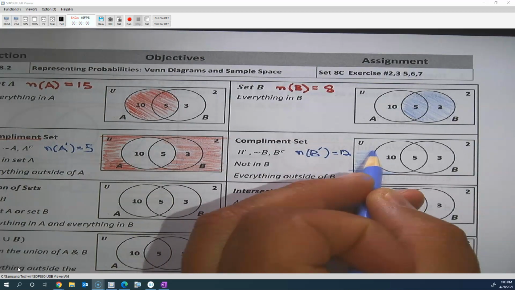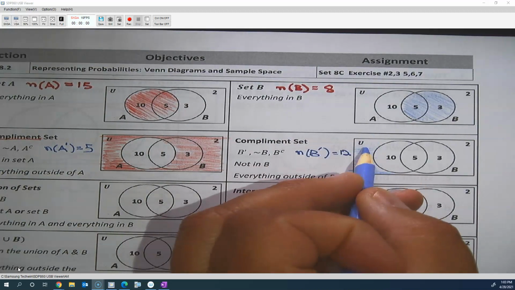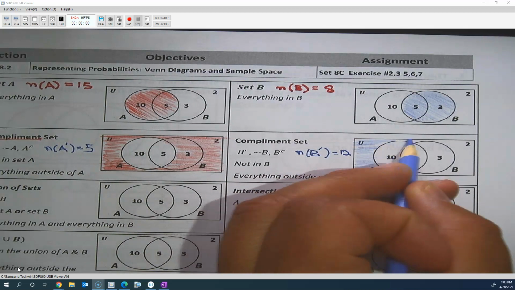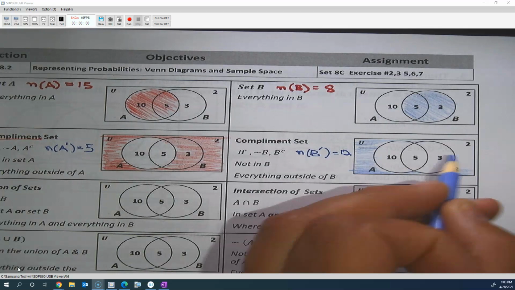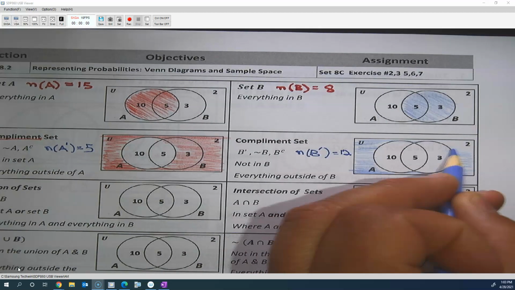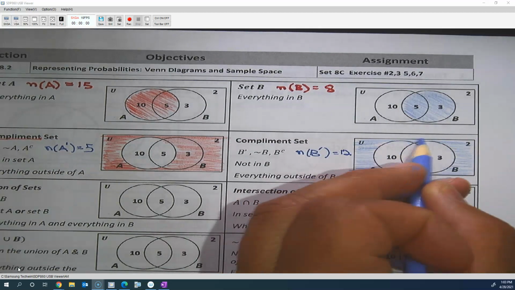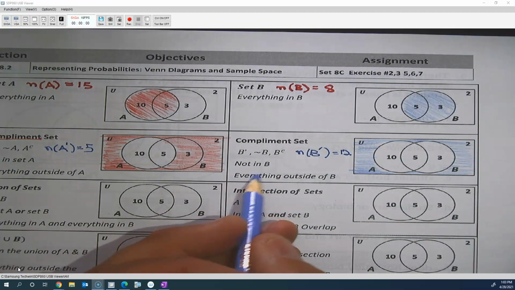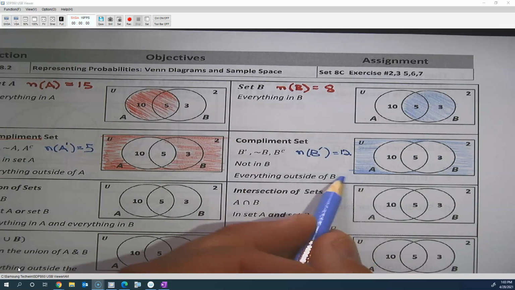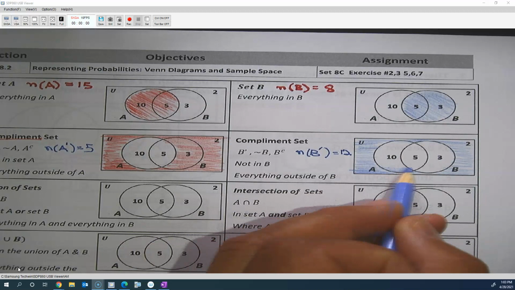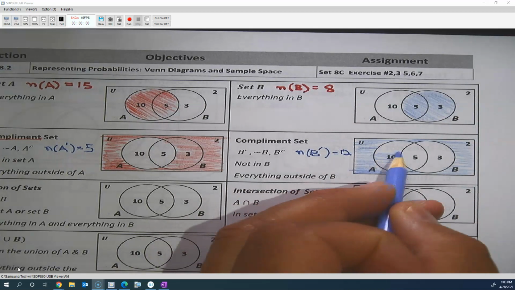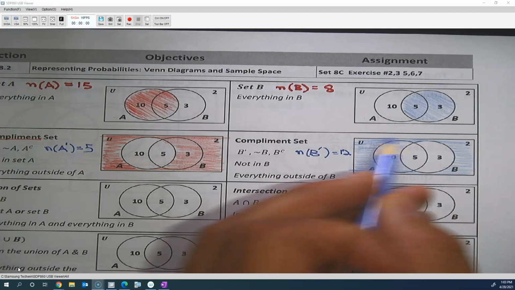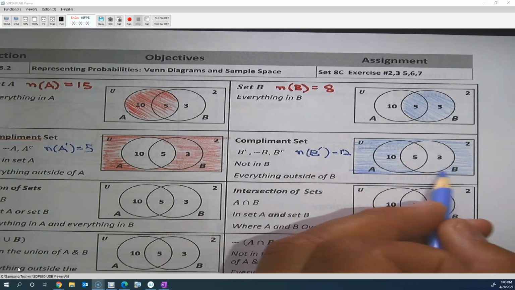Question? Because 5 is inside of B. It's in both. So you're coloring everything outside of B. Say that again. The 10? And I did.